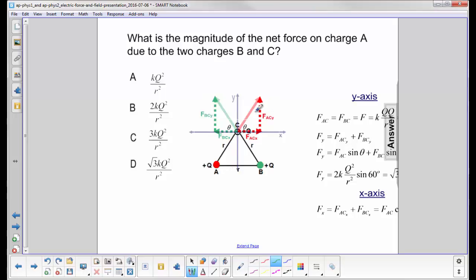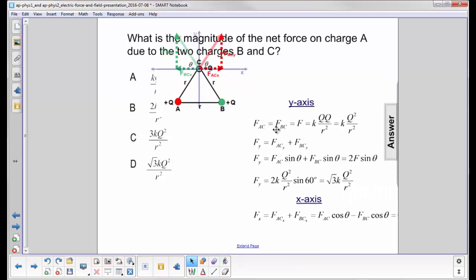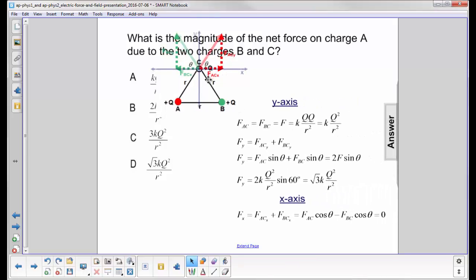We've got this force coming from this charge, this force coming from this charge, and then we know that the hypotenuse here, these forces will be equal because this distance is the same, the charges are the same. So we'll move this guy up here out of the way. So along the y-axis, the two components add. And each individual component is going to be the hypotenuse. This force here will be kqq over r squared, or kq squared over r squared.